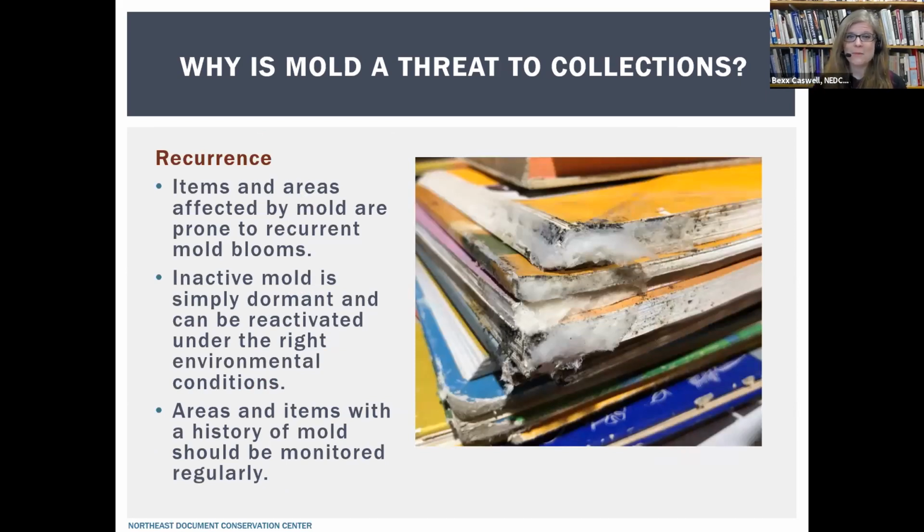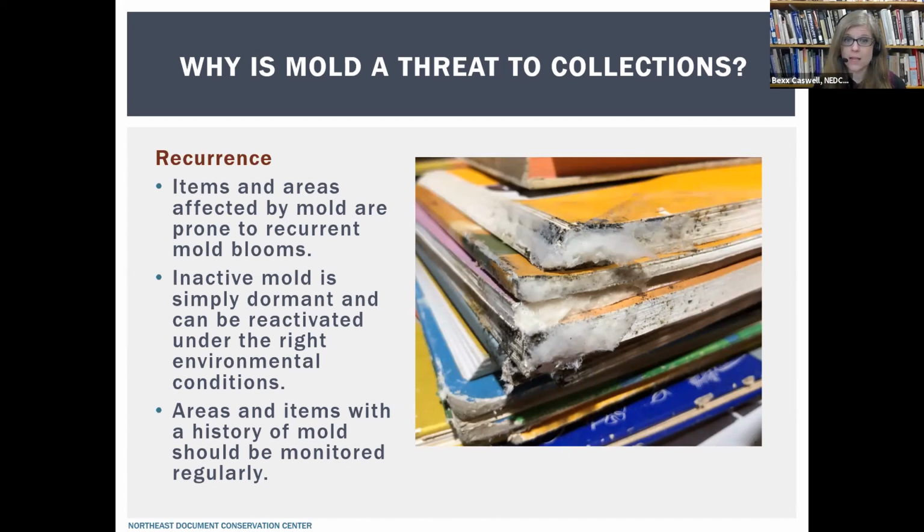And then maybe the most annoying thing about a mold outbreak is that even once you've gotten it under control and mitigated everything, there's always the possibility that mold can come back. If you don't change the environment, if you don't solve the problem of why the mold happened in the first place, it's prone to a rebloom, and that can be really problematic.